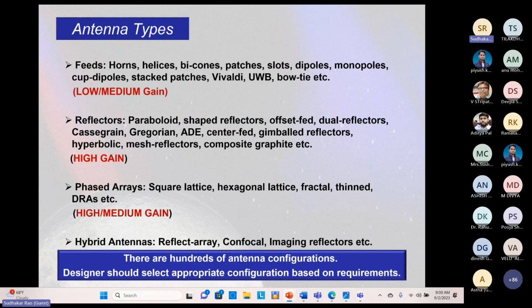Types of antennas: typically you have feeds, either horns, helices, bicones, patches, slots, dipoles, monopoles, stacked patches. We have all these for ultra wideband applications, bow tie type elements. These are typically low or medium gain.